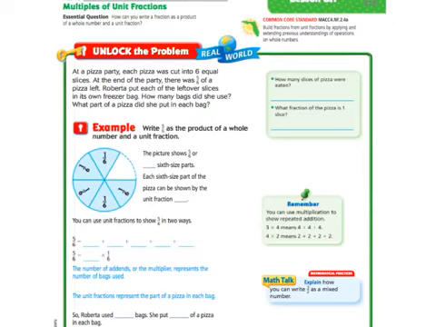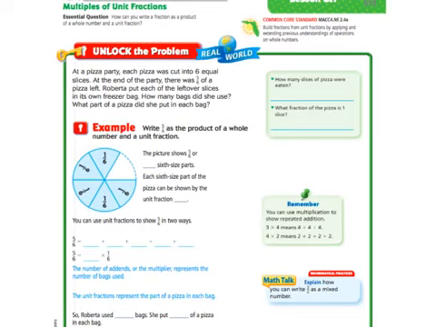Unit fractions are fractions that will always have a 1 in the numerator. So for example, if you're dealing with fifths, writing that as unit fractions would be 1/5 plus 1/5 plus 1/5 plus 1/5 plus 1/5. If you're dealing with thirds, it'll be 1/3 plus 1/3 plus 1/3. If you're dealing with halves, 1/2 plus 1/2, and so on and so forth. So unit fractions will always have a 1 in the numerator. So you need to know that in order to do this lesson.